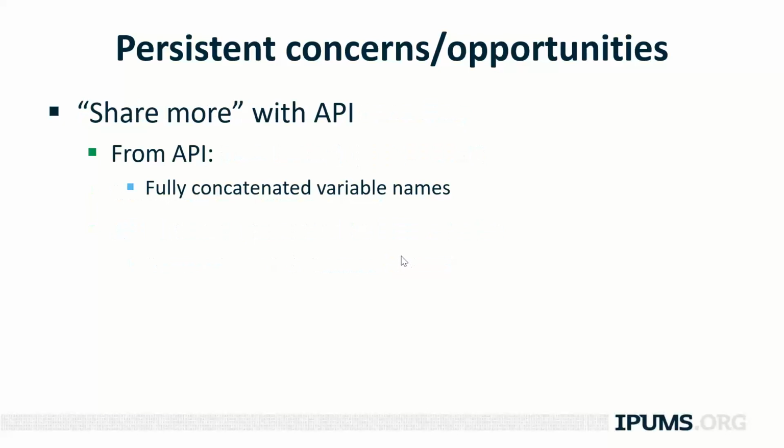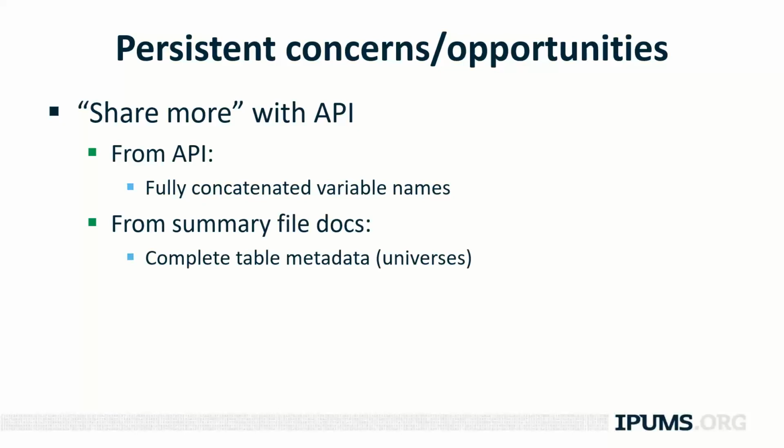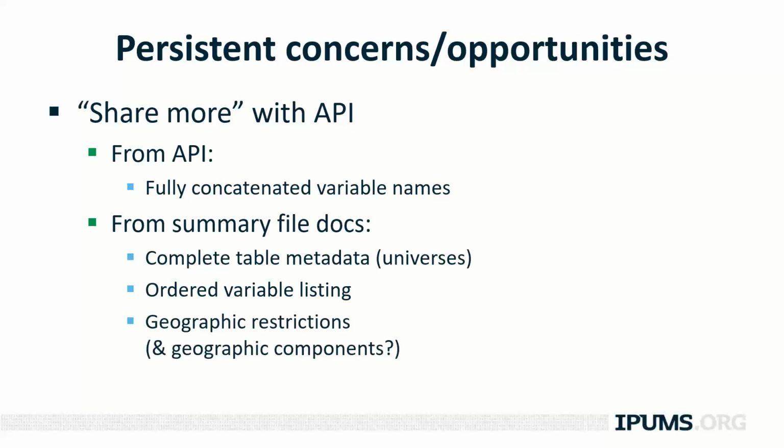So that's a problem. We'd like to see more sharing of metadata and types of information between the API and the summary files. There are useful things that we can get from one that we can't get from the other. For example, from the API, we can get fully concatenated variable names, which is useful. From the summary file docs, we can get complete table metadata and universes, which you can't get from the API, as I understand. You can get an ordered variable listing. The variable listing in the API is unordered, sort of randomly ordered. And we can find in the appendices these geographic restrictions, which are not readily available from the API either.